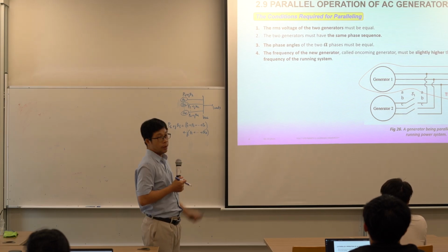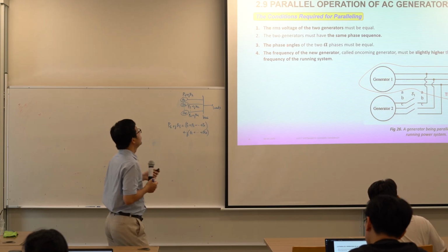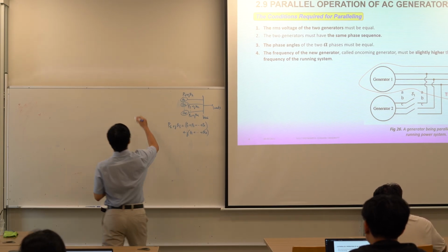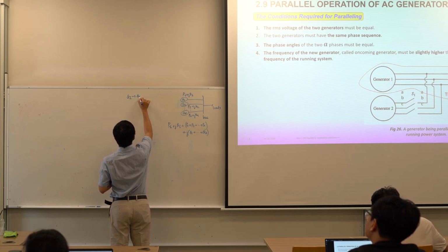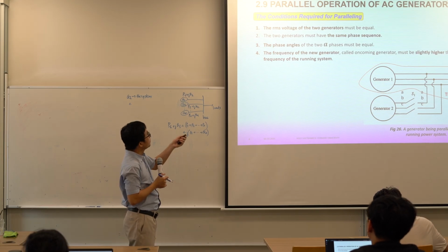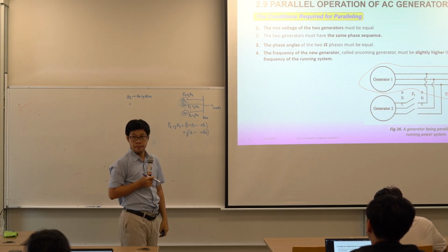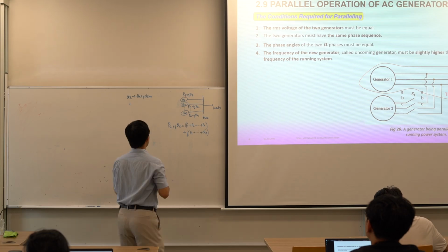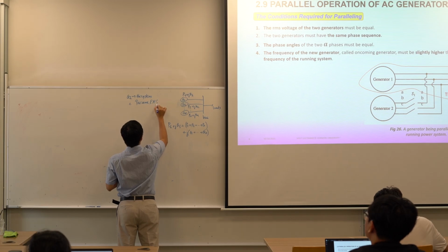Now, how many requirements do we need? 1, 2, 3, 4. The first one: if generator 2 would like to connect to the system, you should make sure the RMS voltage of generator 1 and generator 2 must be equal. That means we have the same RMS voltage.